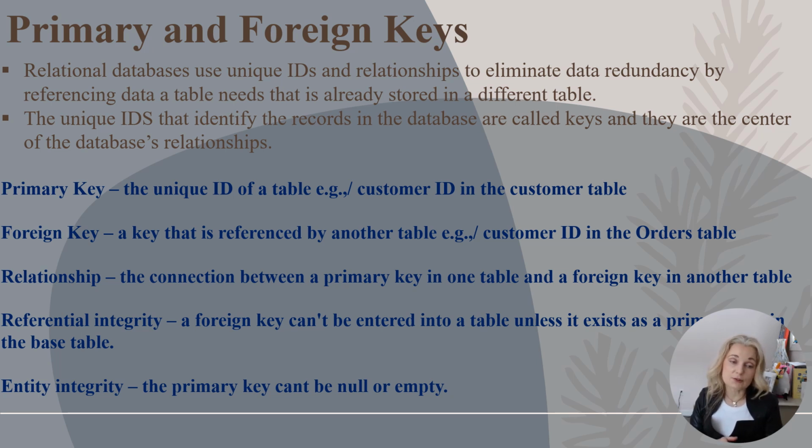And referential integrity means that a foreign key can't be entered into a table unless it exists as a primary key in a base table. So you always need each column to be a primary key of a table before it's a foreign key. And entity integrity refers to the fact that a primary key can't be null or empty because it's a unique identifier. It should always be filled out.